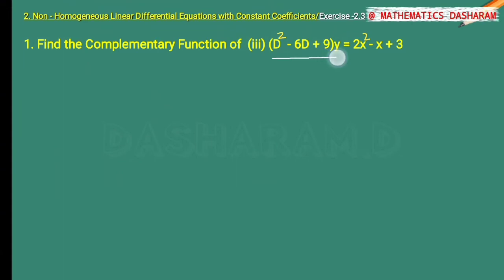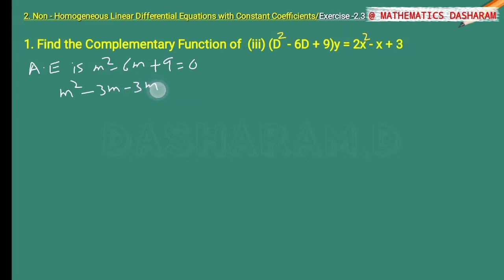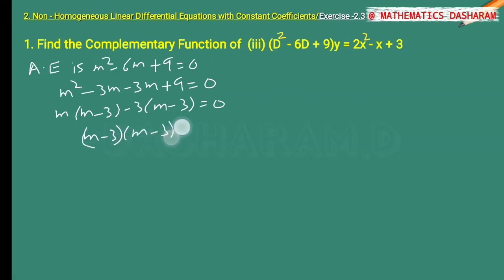Next question, (D square minus 6D plus 9) y equals 2x square minus x plus 3. So the auxiliary equation is m square minus 6m plus 9 equals 0. So do factorization: minus 3m minus 3m plus 9 equals 0. Take m common from the first two terms, minus 3 common from the next two terms. So (m minus 3) into (m minus 3) equals 0. So m minus 3 equals 0, m minus 3 equals 0.